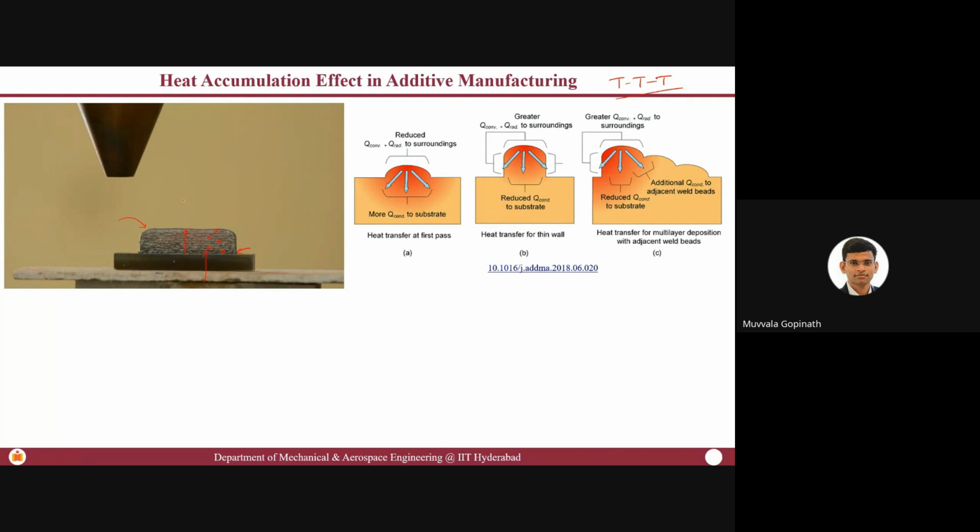Assume that you look at the cross section of this particular wall. How does it look? The cross section of this wall will look something like this. There is a bead 1, bead 2, bead 3.